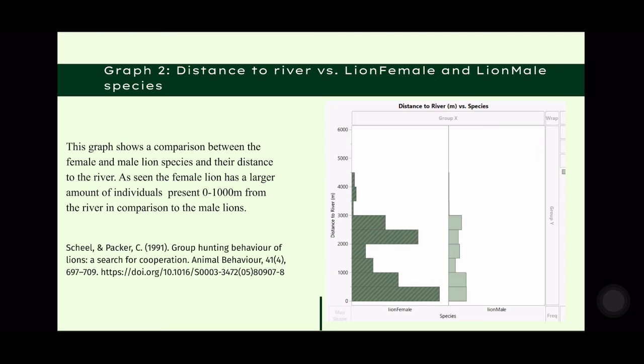And according to a study done by Scheel and Packer, male lions were seen to be less accomplished hunters than females, as males refrain more and pursue less than females. This would support why in graph 2 the female lion has a larger amount of individuals present, from 0 to 1,000 millimeters from the river, in comparison to the male lions, as female lions are the pride's primary hunters and leaders.